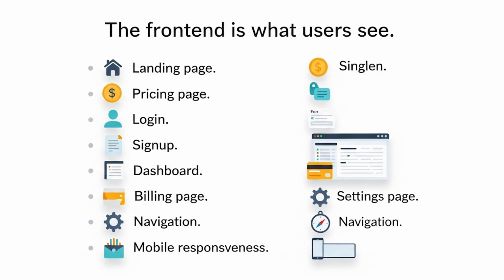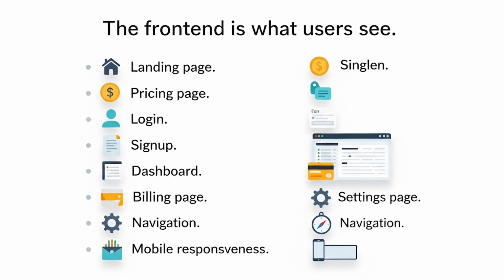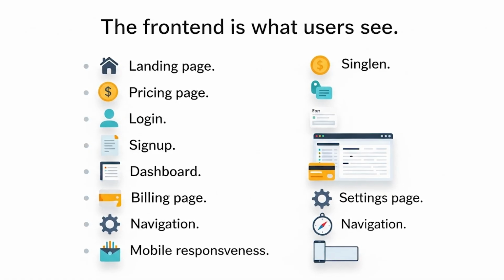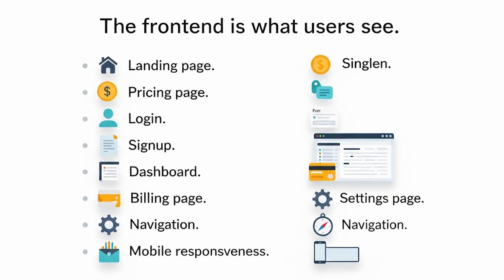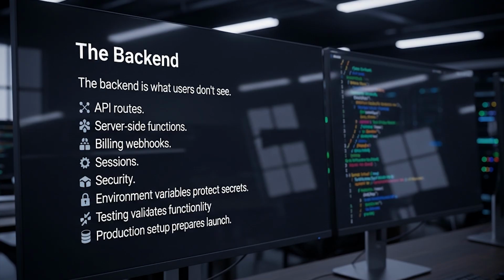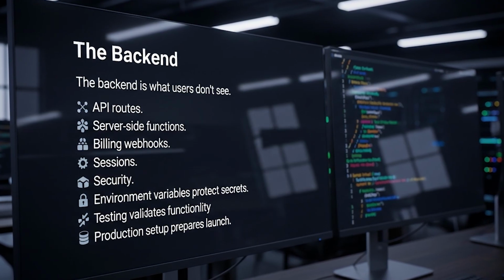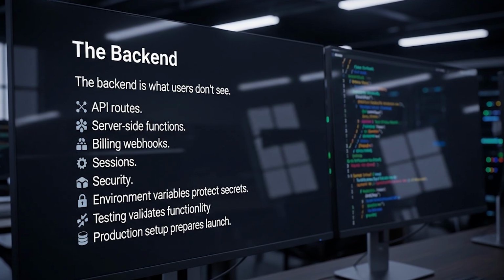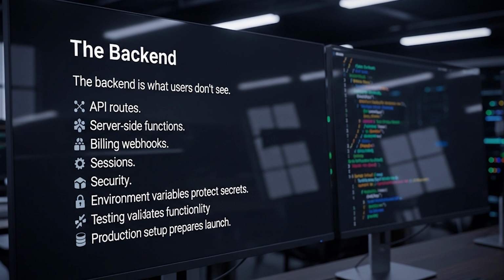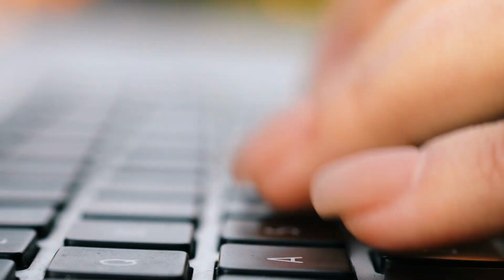The front end is what users see: landing page, pricing page, login, sign up, dashboard, billing page, settings page, navigation, mobile responsiveness. The backend is the logic: API routes, server-side functions, billing webhooks, database connections, sessions, security. Environment variables protect secrets. Testing validates functionality. Production setup prepares launch. Use this stronger prompt.